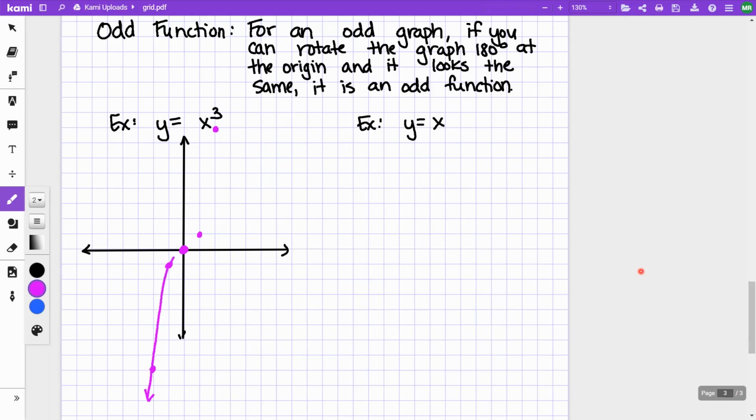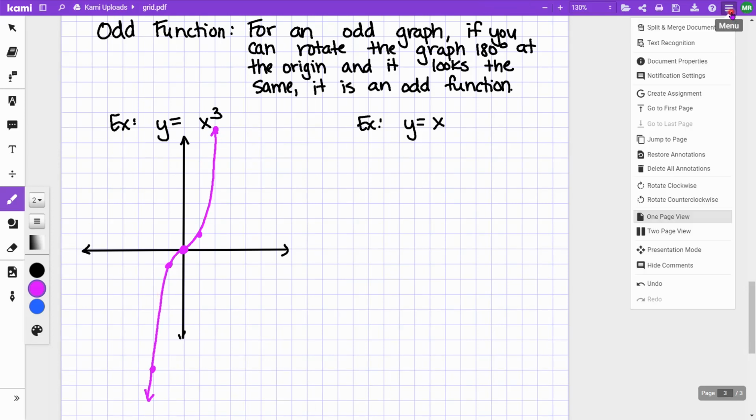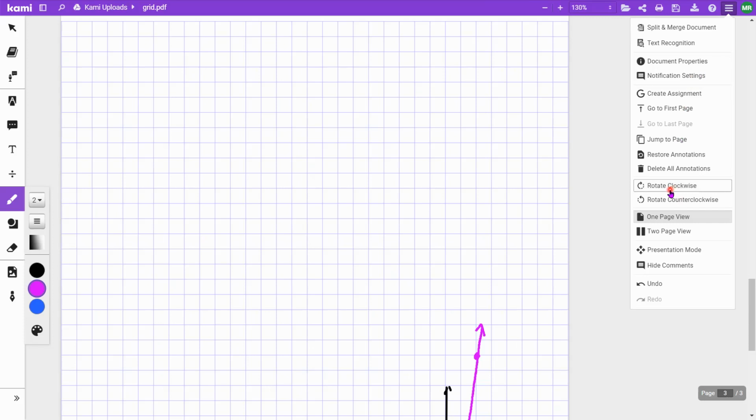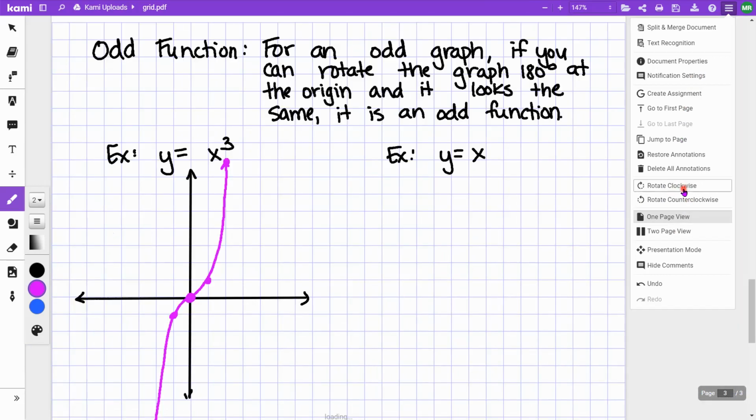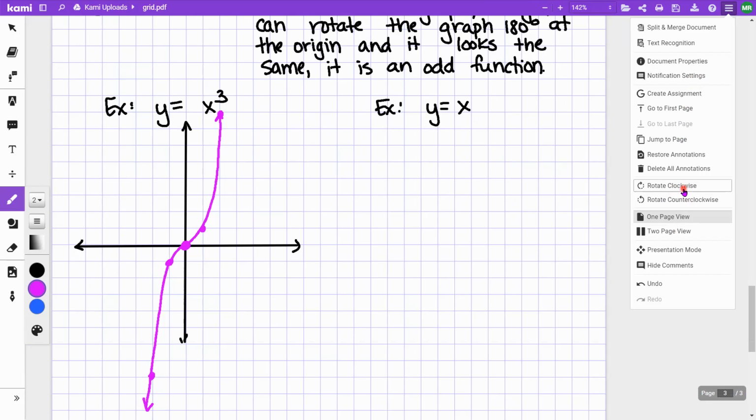And then if I graph it, there's my graph. Now, if I was to rotate this 180 degrees, you'll notice that in quadrant 1, it's going up, and in quadrant 3, it's going down. I'm going to come over here to the 3 bars. I'm going to rotate it clockwise once, clockwise twice, which basically did 180 degrees. And you see, I'm going to be getting the same graph. I still have 1, 1. I still have 2, 8. I still have negative 1, negative 1. I still have negative 2, negative 8. So that would be an odd function. So let me graph another one.